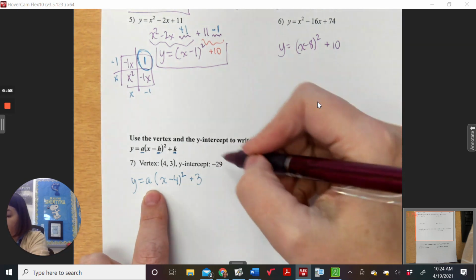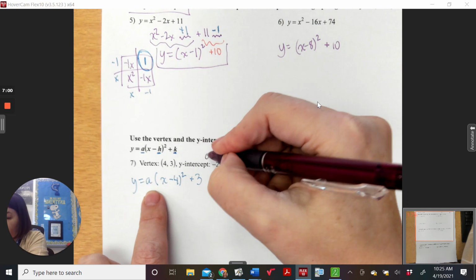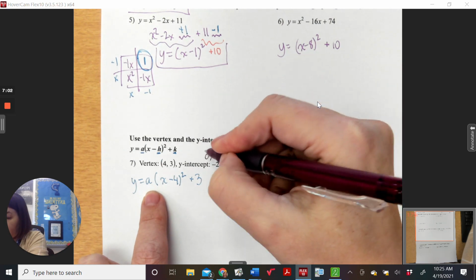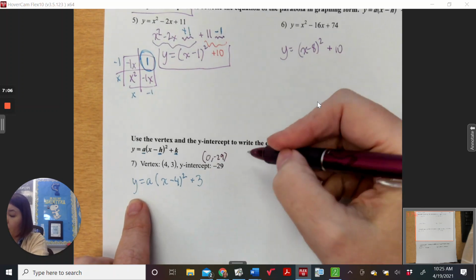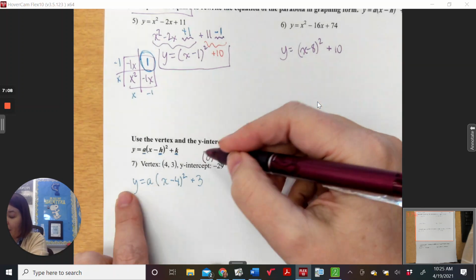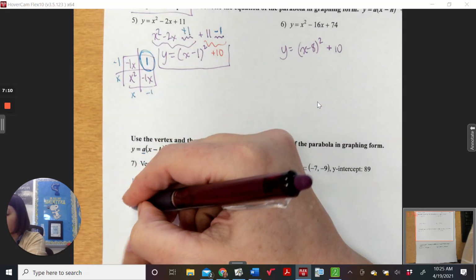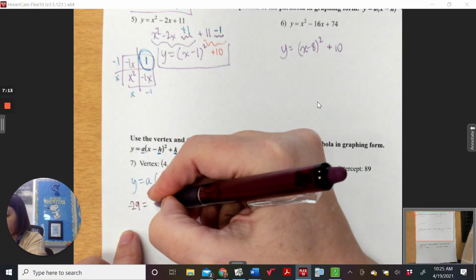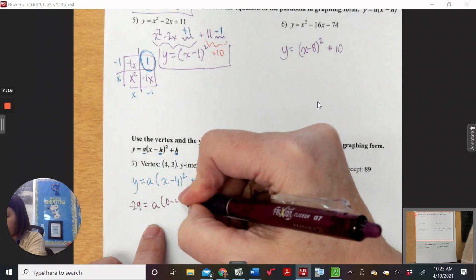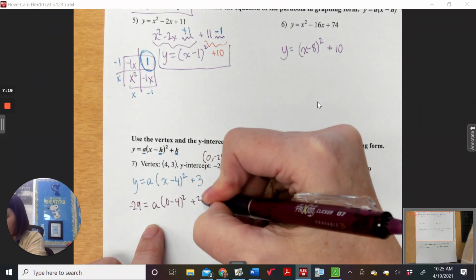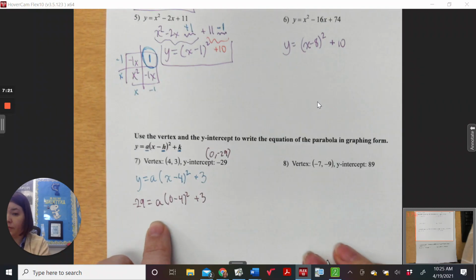And so I know that my y-intercept, 0, negative 29, excuse me, is a point on this graph. So I know that when I plug in 0 for x, my y is negative 29. So negative 29 for y, A stays the same, x becomes 0, minus 4 squared, plus 3. So there's my problem.